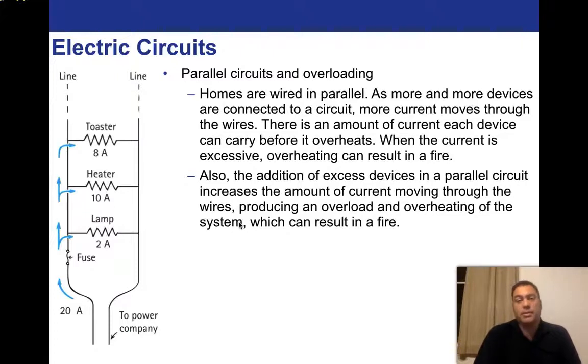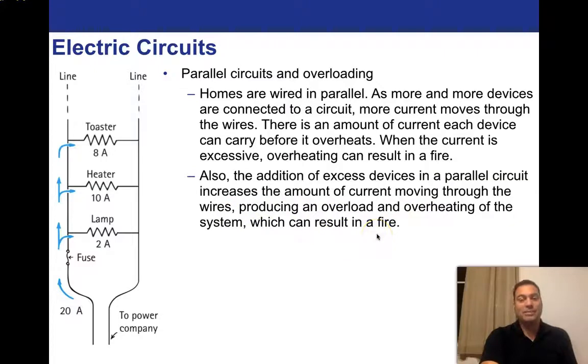Homes are wired in parallel. As more and more devices are connected to a circuit, more current moves through the wires, right? Because the resistance drops. There is an amount of current each device can carry before it overheats. When the current is excessive, overheating can result in a fire. That's how you get electrical fires in your house. Also, the addition of excess devices in a parallel circuit increases the amount of current moving through the wires, right? Producing an overload and overheating of the system. And that can result in a fire, right?